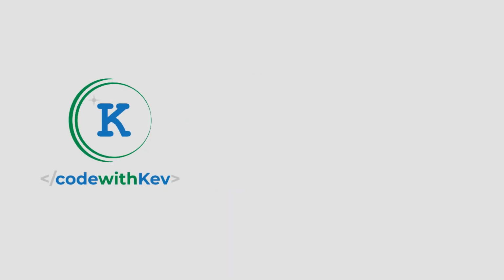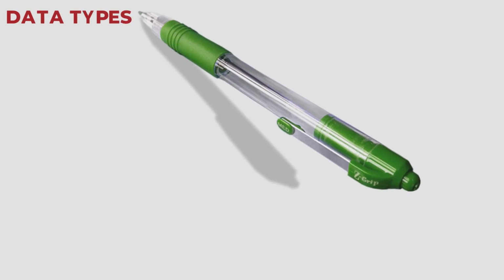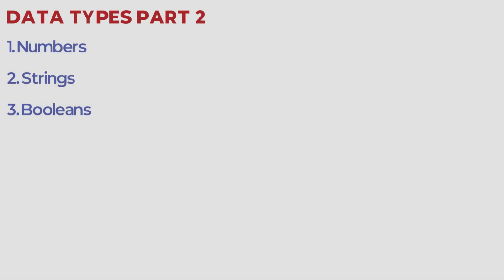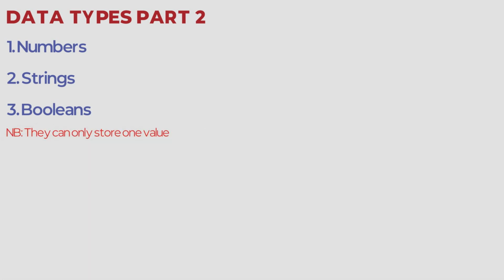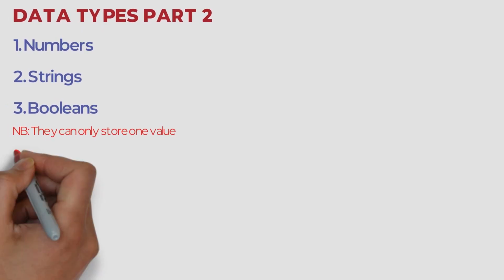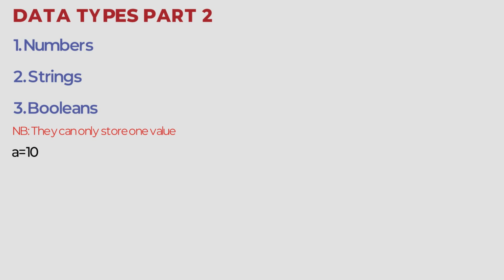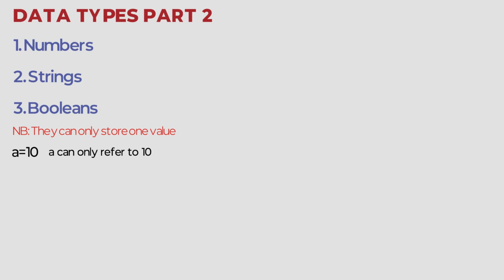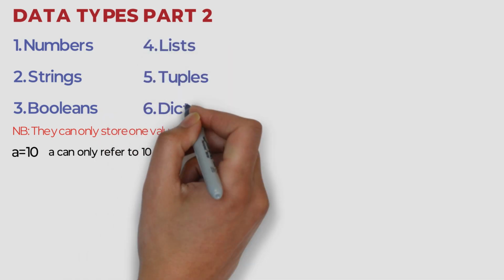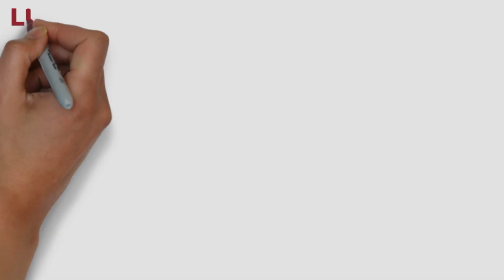My name is Kevin. In today's video, we'll have a look at more data types available in Python. In the previous video, we learned about numbers, strings, and booleans. These data types can only handle one value or assignment at a time. For example, if we assign a number to a variable, say a = 10, a can only refer to that one value, 10. In order to store multiple values, we will need other data types. These are lists, tuples, and dictionaries. We will start with lists.